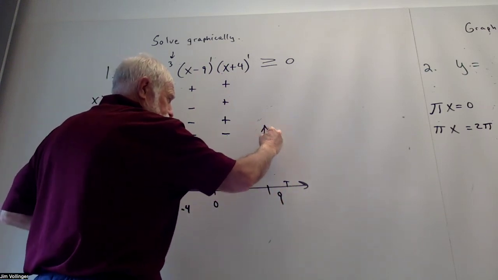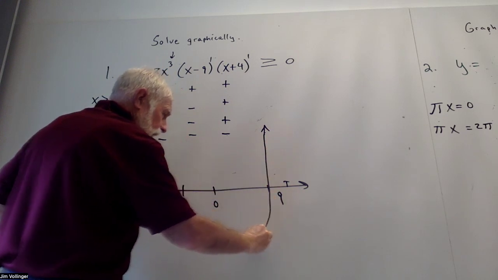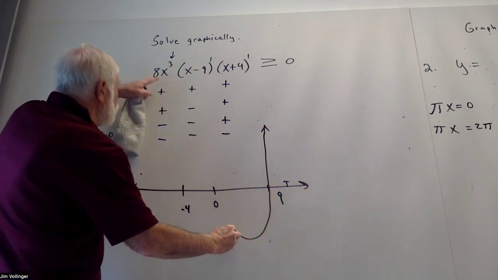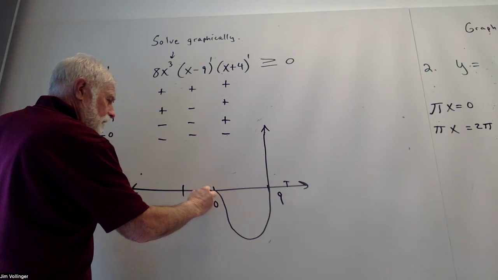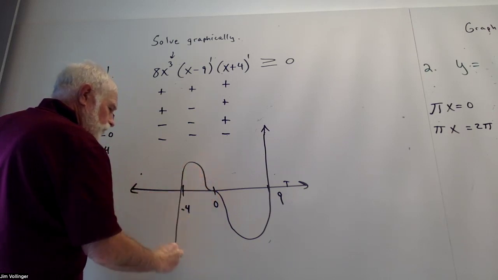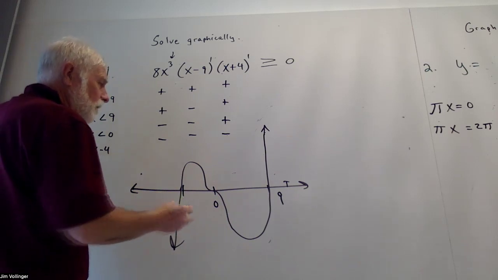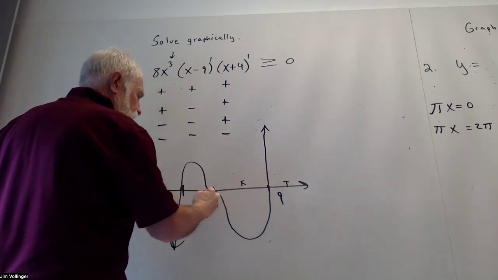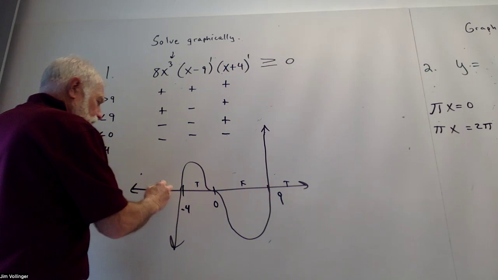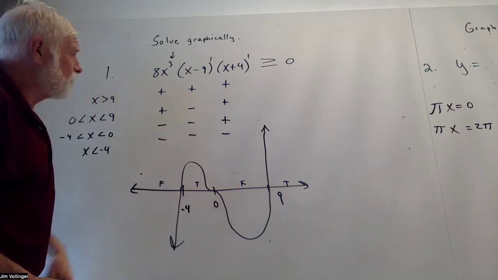So this is what the graph's going to look like. We have a cubic root, so it takes on that cubic look. Linear root right there. Close enough. What am I bigger than 0? True, false, true, false.